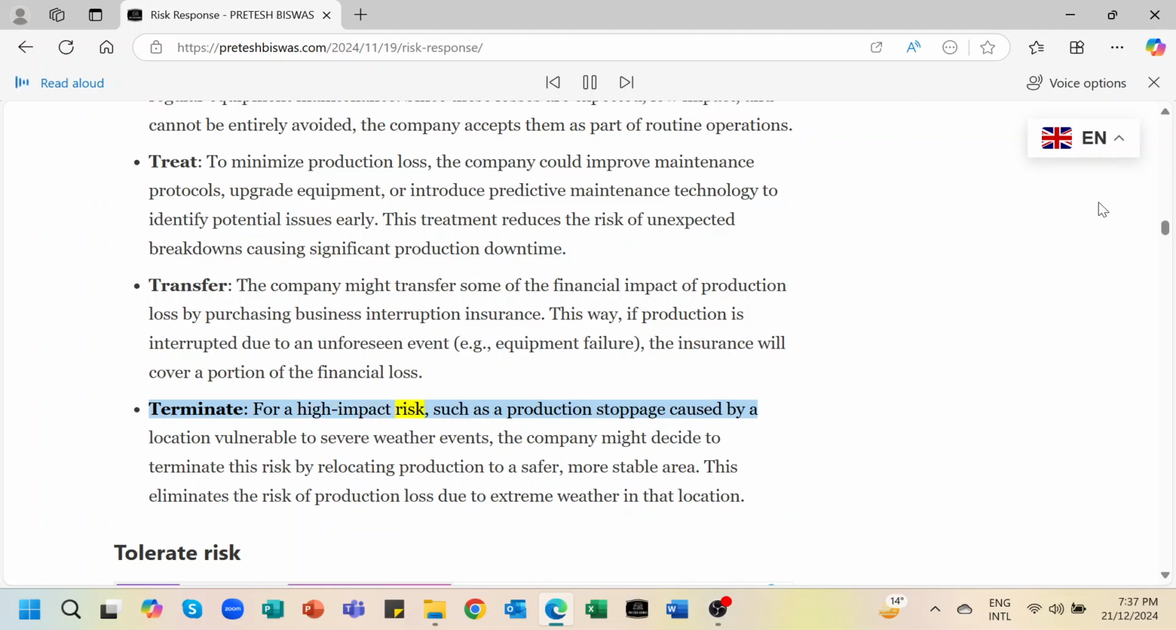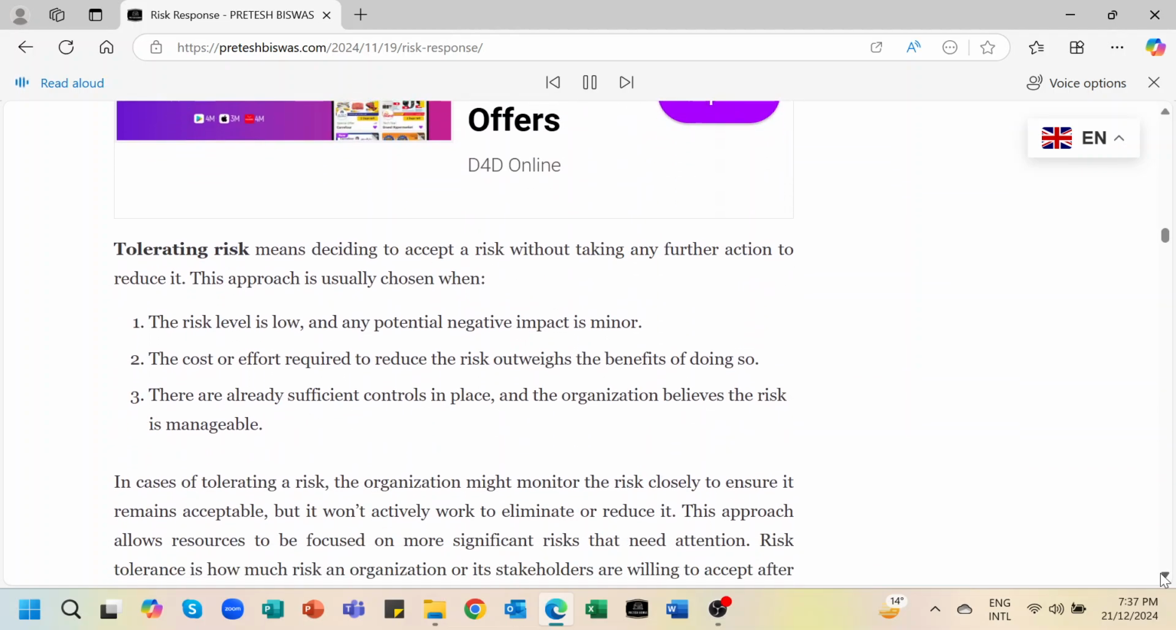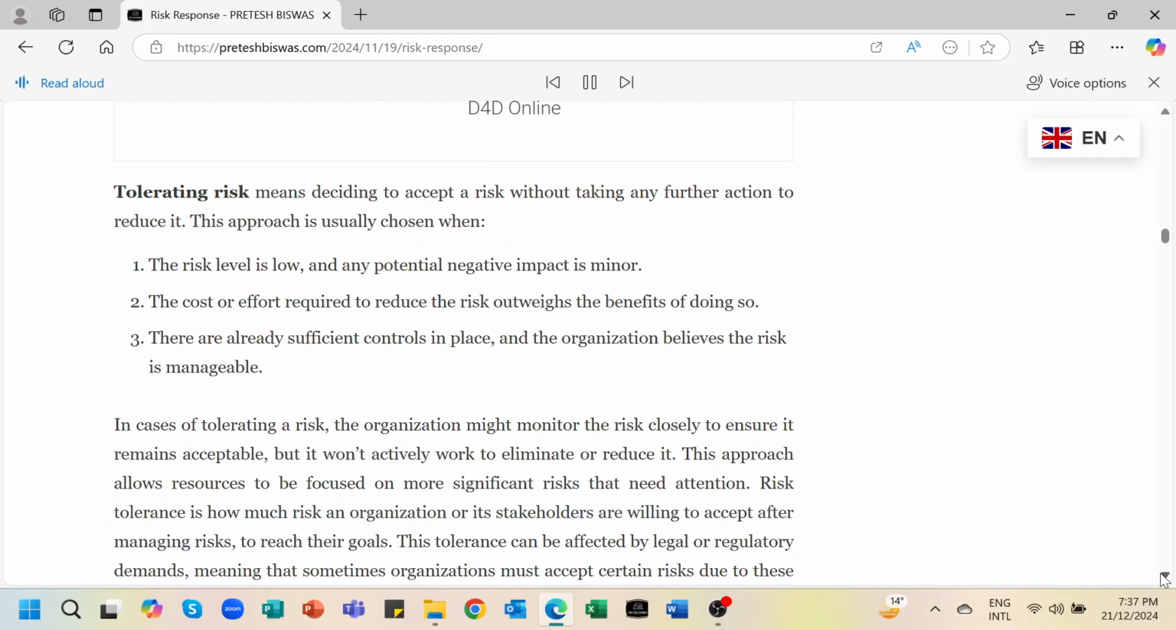Terminate. For a high-impact risk, such as a production stoppage caused by a location vulnerable to severe weather events, the company might decide to terminate this risk by relocating production to a safer, more stable area. This eliminates the risk of production loss due to extreme weather in that location.